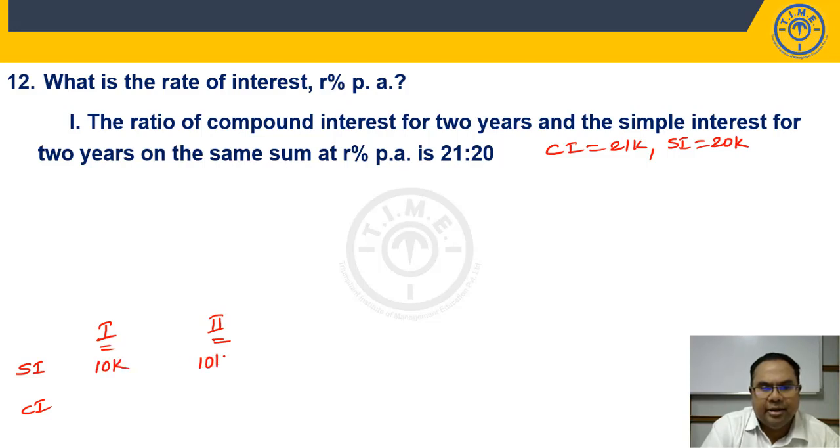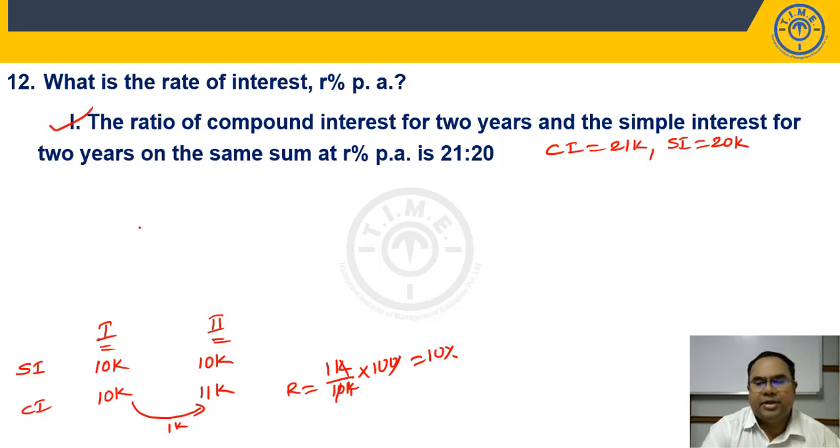So 10K, 10K. For the first year, simple interest and compound interest are the same. If simple interest is 10K, compound interest should be 10K. Total compound interest 21K means the second year it is 11K. So I am getting 1K interest on 10K. So what is my rate? 1K by 10K into 100. K and K cancel, 0 and 0 cancel, rate of interest is 10%.